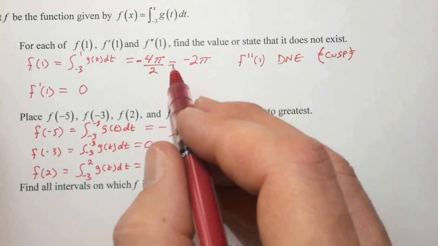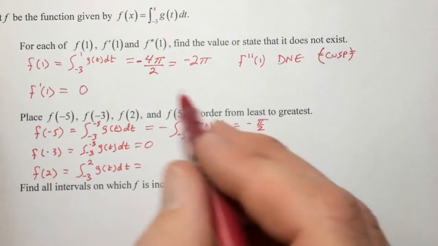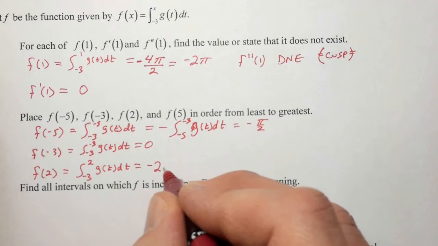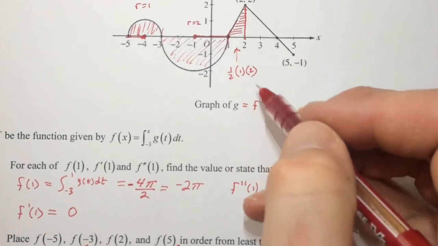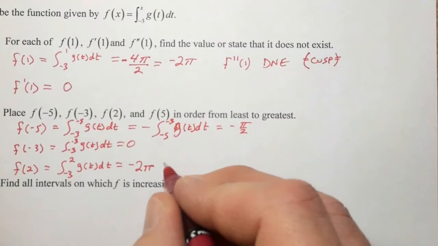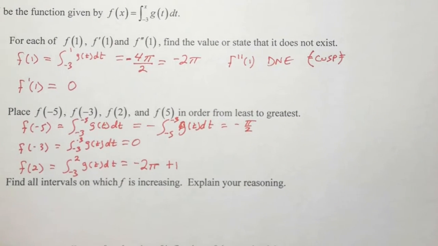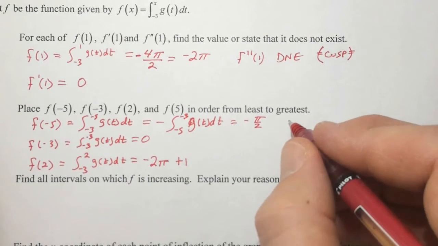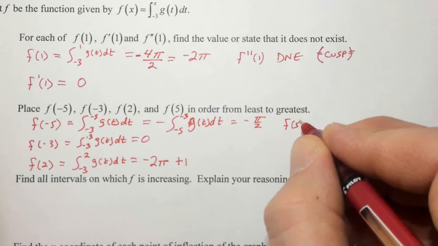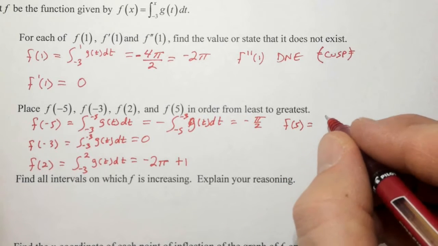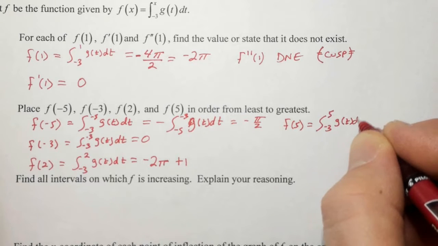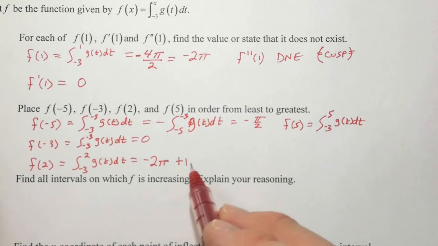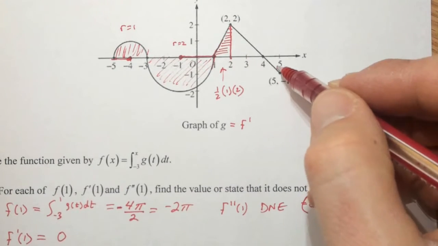So what's our answer? Well, we know that to get from -3 to 1, it's -2 pi. And then we just got to bring in the triangle as well. That triangle has an area of 1, so plus 1. All right, and then the last one we had to find was f of 5. So that is the integral from -3 to 5 of g of t dt. All right, so we already have what it takes to get to 2. Now we just have to worry about going from 2 all the way to 5.